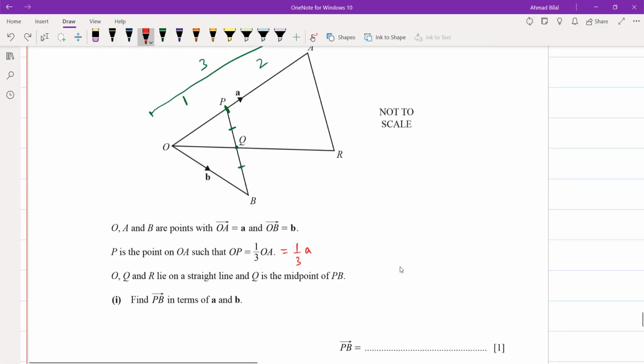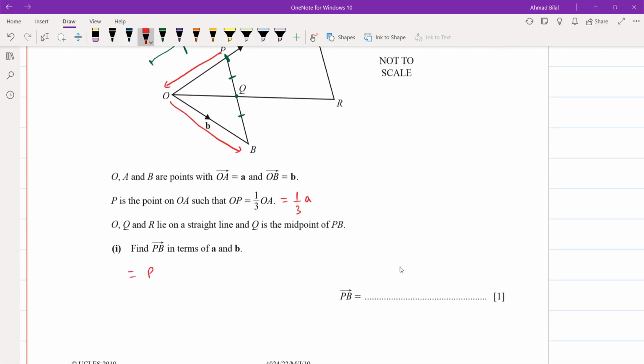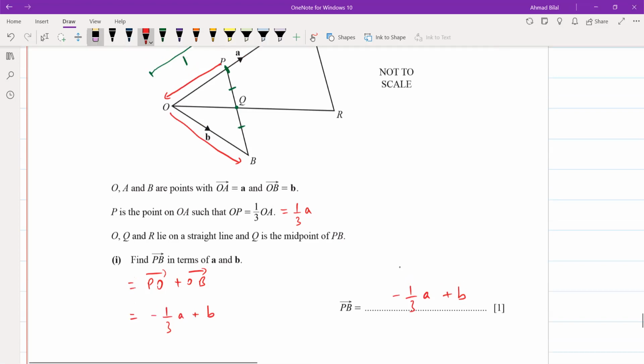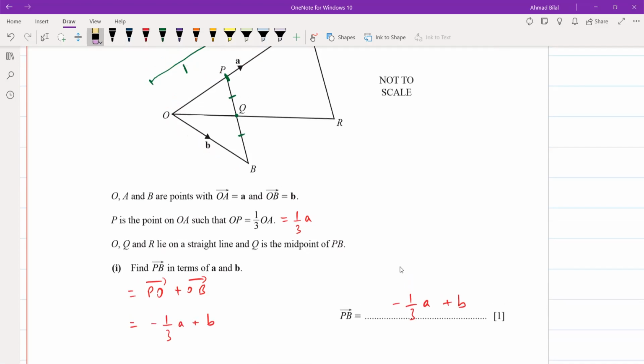हम क्या कर सकते हैं, we can go from P to O, P से O पे चले गए और फिर O से हम B पे चले गए, right? PO and then OB. We can say PB is equal to PO plus OB. अब PO क्या है? PO is the negative of this. अगर OP 1/3A है, PO इसका opposite है, that's minus 1/3A. ठीक है? Plus OB, that is just B. So PB is going to be minus 1/3A plus B. ठीक है? ये आपके पास आ गया PB.